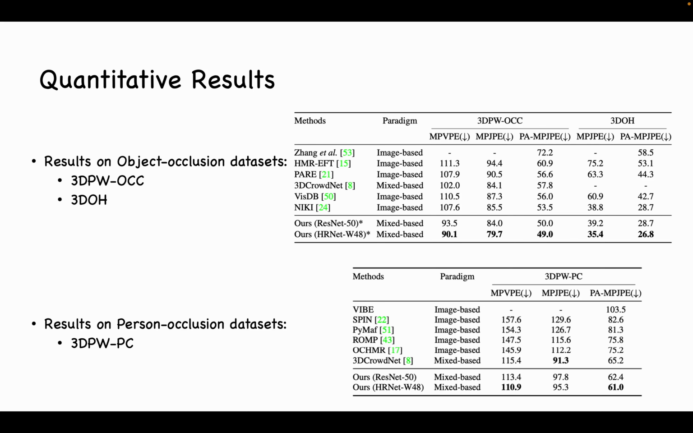On 3DPW PC, PostoMETRO still shows competitive results. Despite that our method is inferior to 3D CrowdNet on MPJPE, it still outperforms all methods on MPVPE and PAMPJPE. Note that 3D CrowdNet also underperforms PostoMETRO on object occlusion datasets. Despite that we do not manually design any components for different occlusion, namely object occlusion or person occlusion, our method can handle them equally well, distinguishing it from previous works.